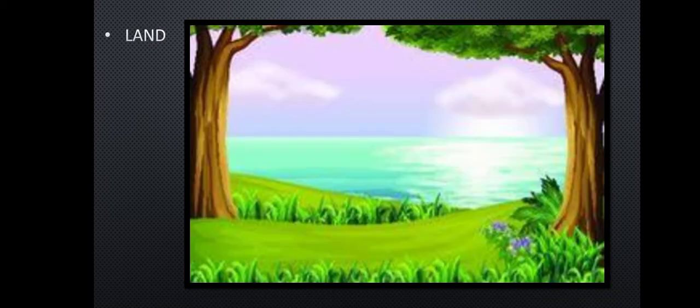The land where all living things live is also a part of our environment. As we know, all living things need a shelter to live. They need a home where they can spend their life. So this land is also a part of our environment.